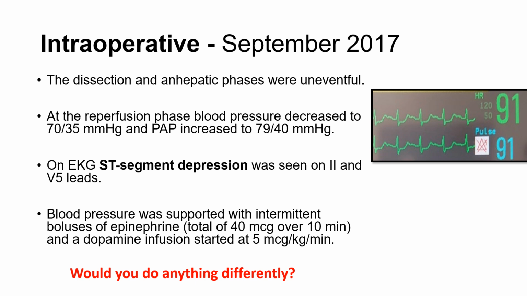One month after the last transthoracic echo, the patient underwent liver transplantation, and the dissection and the anhepatic phase were uneventful. At the reperfusion phase, the blood pressure suddenly decreased to 70 systolic, and the PA pressure increased to almost 80 systolic. And there was some significant ST segment depression on the II and V5 leads on the EKG on the monitor. Because of the significant hypotension, the blood pressure was supported with intermittent boluses of epinephrine, a total of 40 mics over 10 minutes, and a dopamine infusion was started at 5 mics per kilogram per minute.